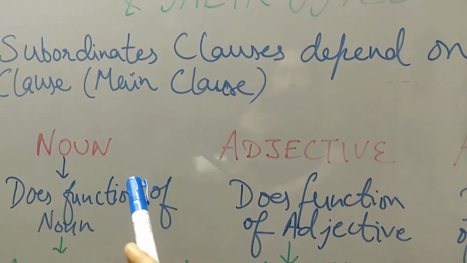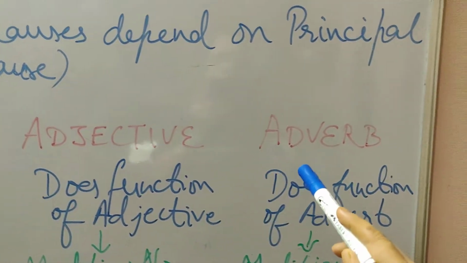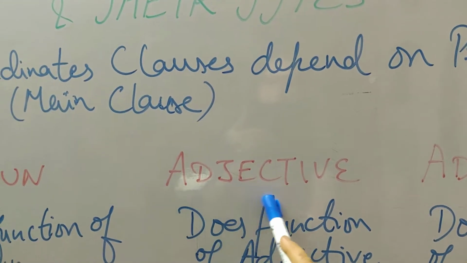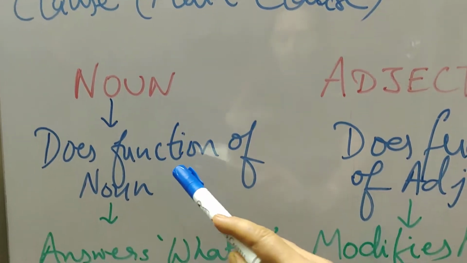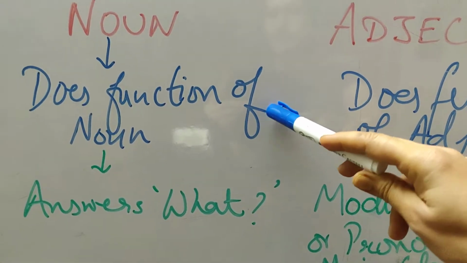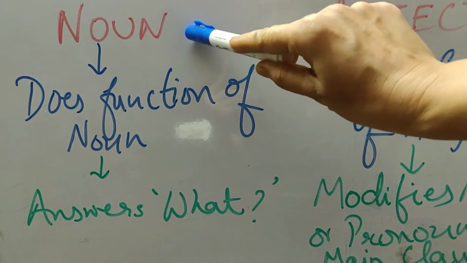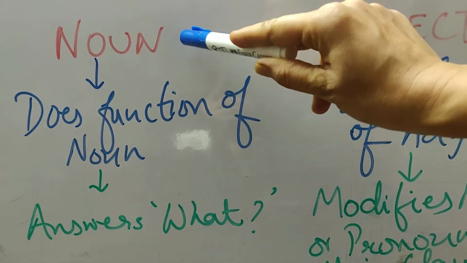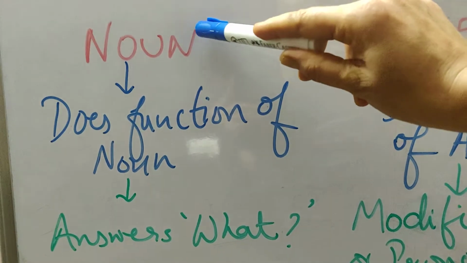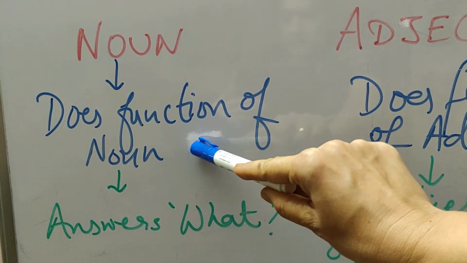Clauses are mainly of three types, that is noun clause, adjective clause and adverb clause. These are the three types: adverb clause, adjective clause and noun clause. Now what is a noun clause? I am telling you here in broader terms. Later on in my next videos, I will explain what a noun clause is with the help of some examples, also the different types of noun clauses and their usage. So a noun clause means a clause which does the function of a noun in a sentence.